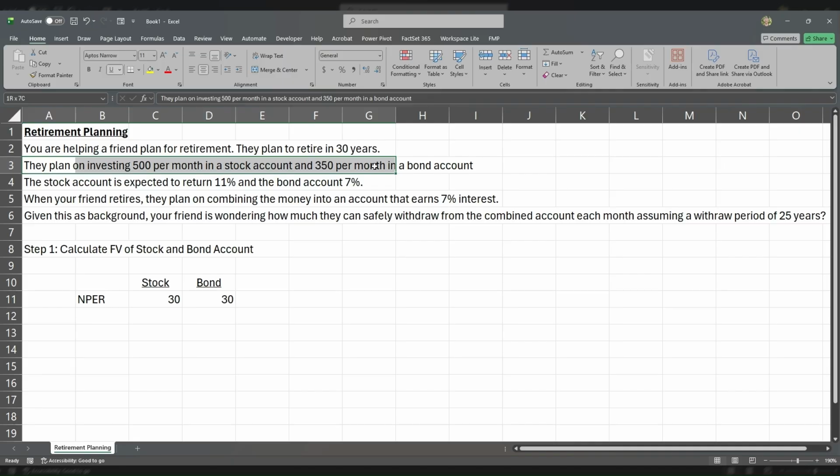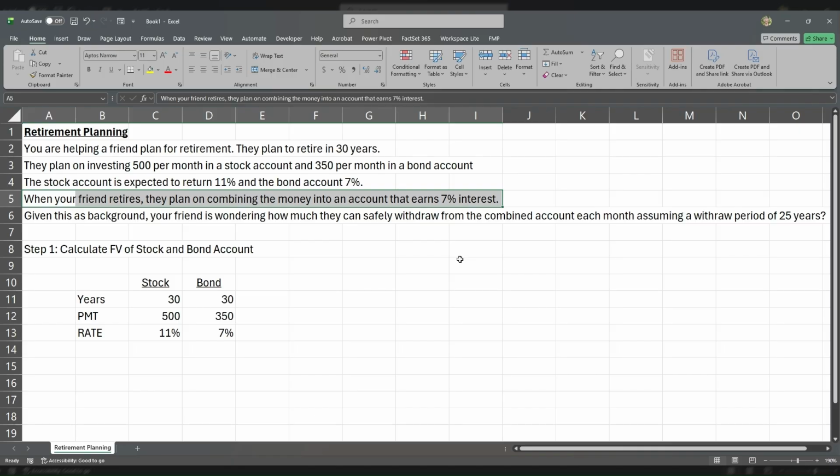We're given $500 per month in a stock account and $350 per month in a bond account. So that's the payment, PMT, in both the financial calculator and in Excel. So the stock account is 500 and 350 per month for the bond account. I'm thinking out loud: this is the number of years, but it's actually not the number of periods because it's per month. So I'm going to convert that to months as the input. We're given our discount rate here, 11% and 7%.